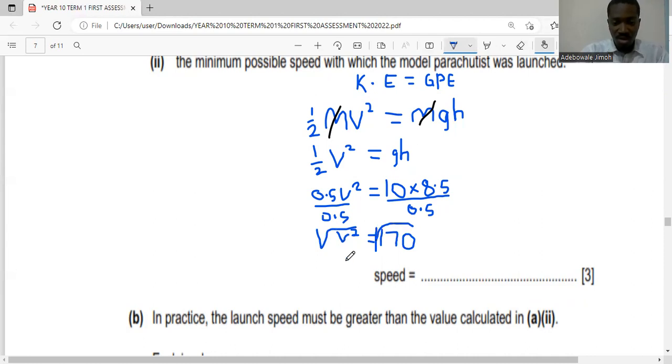So square root of v squared will give you v, and square root of 170 will give you 13.038, or you can approximate it to 13.04 meters per second. So that is the speed. So you write your speed as 13.04 meters per second.